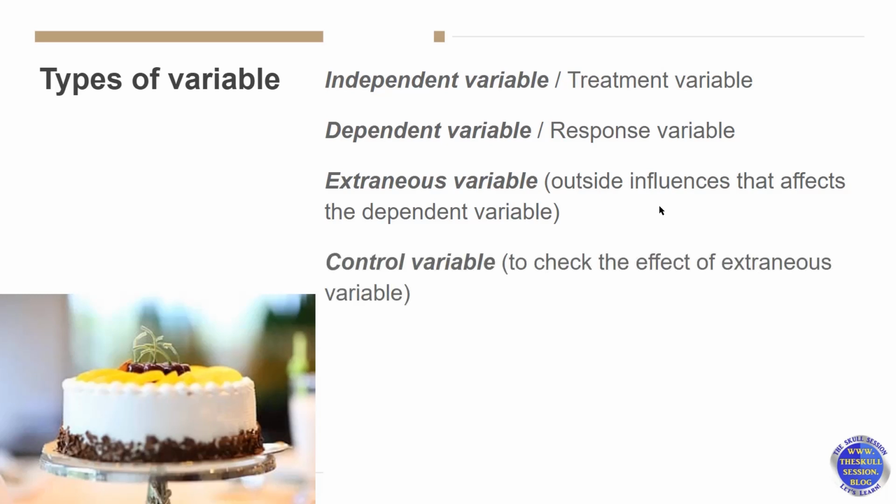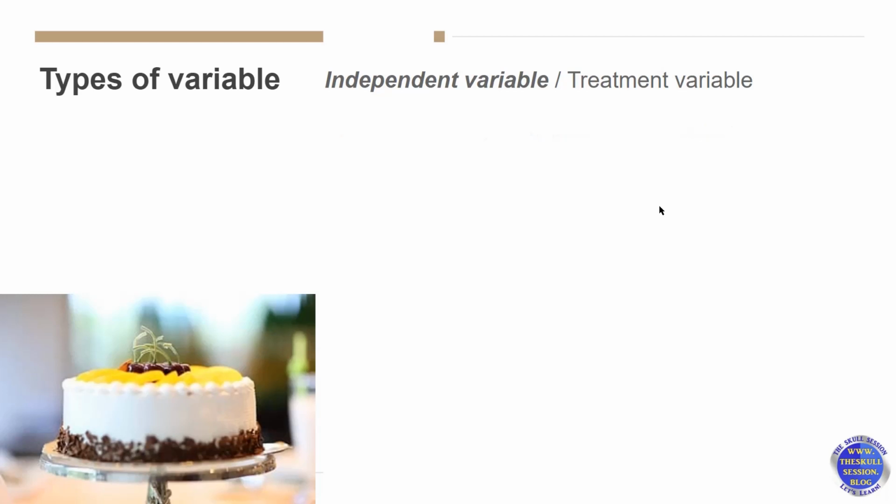And then we have the control variable. Control variable, as the name suggests, is for controlling purpose. The control variable is created or established so that the effect of extraneous variables is minimized or nullified. Now, what does all this mean? Independent variable is also called treatment variable because this variable is the main factor that we will change or manipulate to find out what is the result.